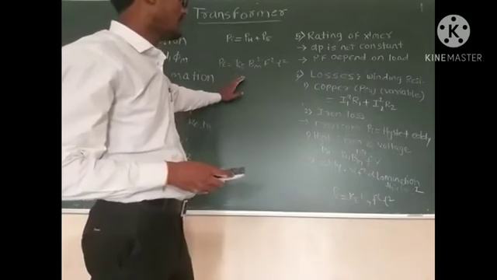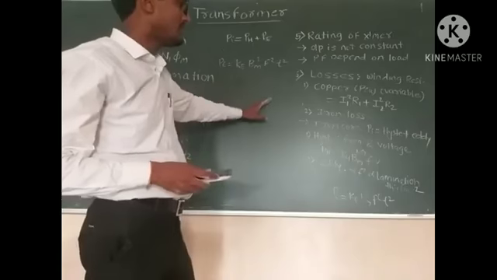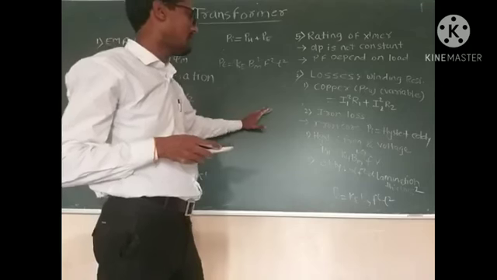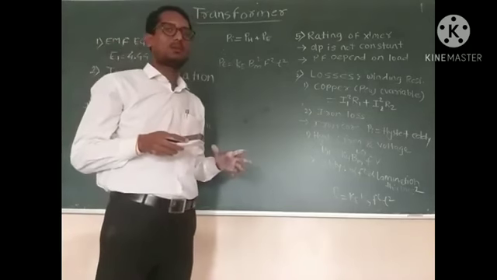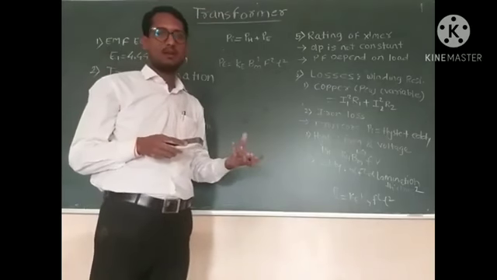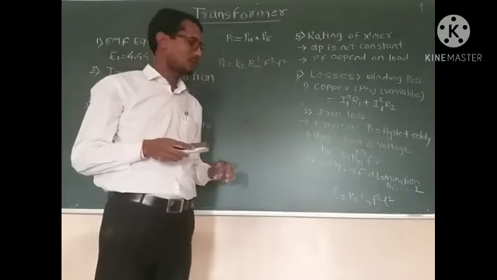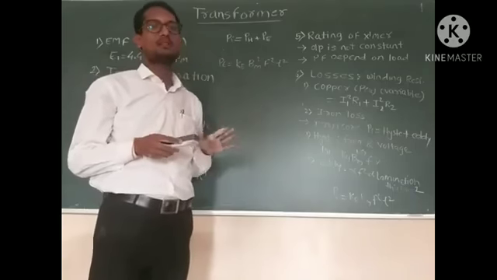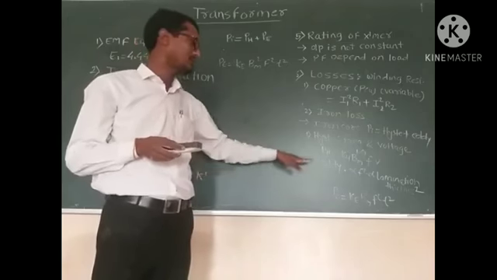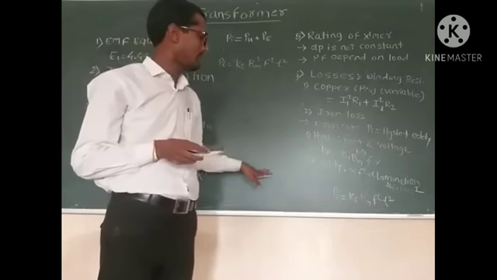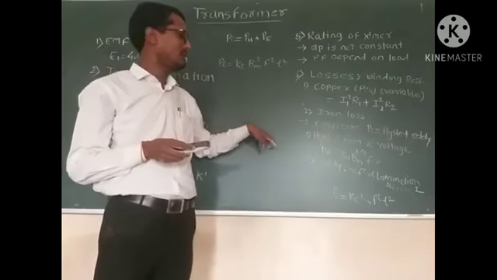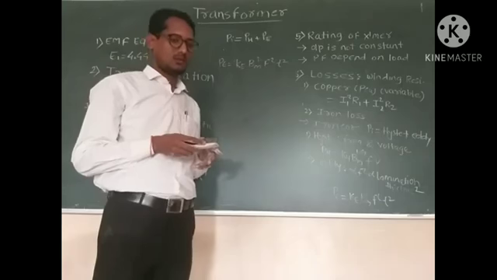If we have to reduce the iron core losses, we have to take an iron core of a material like silicon steel. To reduce the eddy current losses, we have to use a number of laminations of the magnetic core. If we use laminations of the core, we can reduce the eddy current losses. If we choose a material like silicon steel, then we can reduce the hysteresis losses.